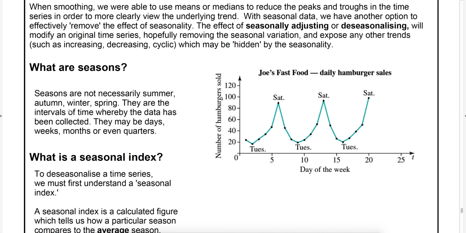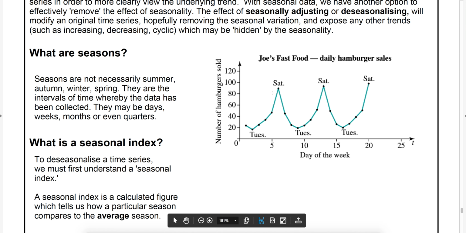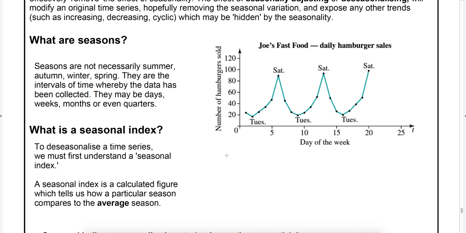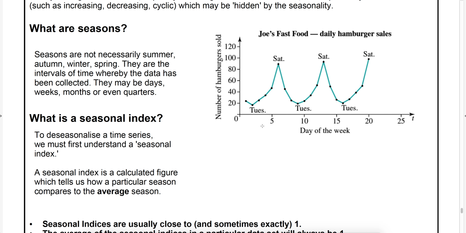So here's an example just to the right here of some seasonal data. You've got daily hamburger sales, and as you can see, there is a trough every Tuesday and there is a peak every Saturday. So that particular data is taken daily.